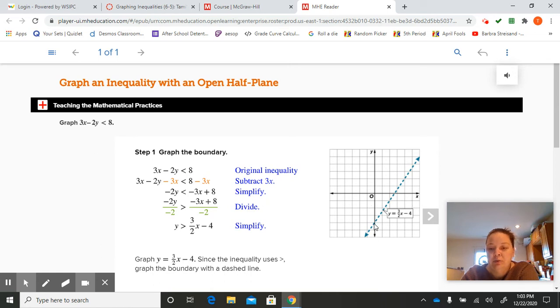Okay, so we put our point at negative 4, we go up 3 over 2, and we have our line. Now, because it's strictly greater than, we use a dashed line.